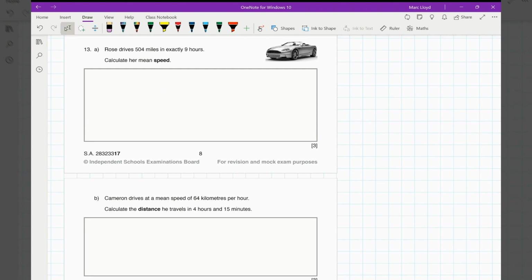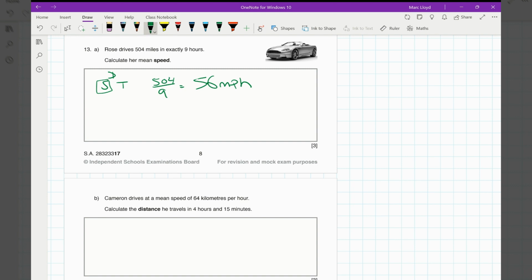Question 13. Rose drives 504 miles in exactly 9 hours. Calculate her speed. So speed, distance, and time. We want to know the speed, which means we do distance divided by time. 504 divided by 9, 56 miles per hour.